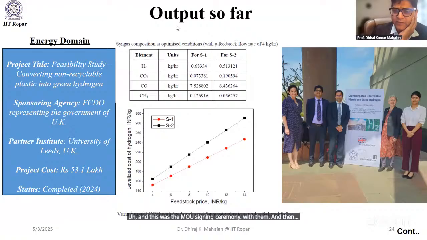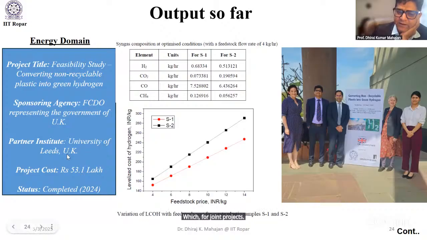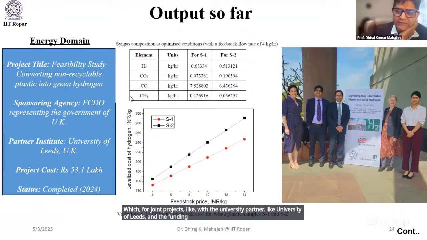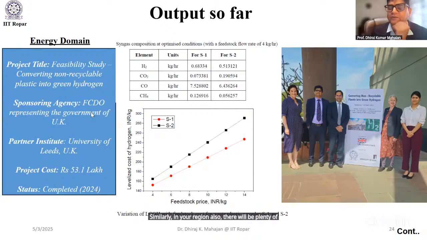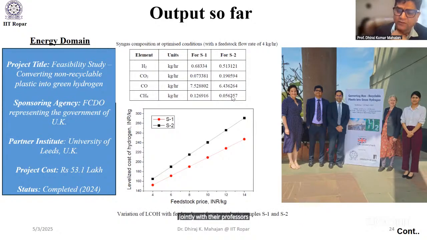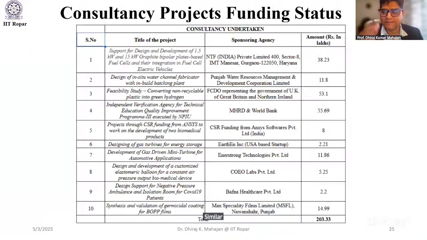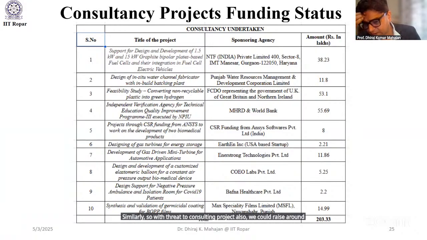And then in the energy domain also, since you are working on multiple topics, international organizations also become very much accessible to pitch for joint projects, like with a university partner like University of Leeds, and the funding agency. This funding agency has an office in Chandigarh. Similarly, in your region also, there will be plenty of these kinds of offices for various countries. Probably they also have some funds to give for development in a country like India, jointly with their professors in their country universities. So we could do this, and this was a good project to work on, and we got around 53 lakhs. Similarly, with respect to consulting projects also, we could raise around 2 crore of funding from various companies.